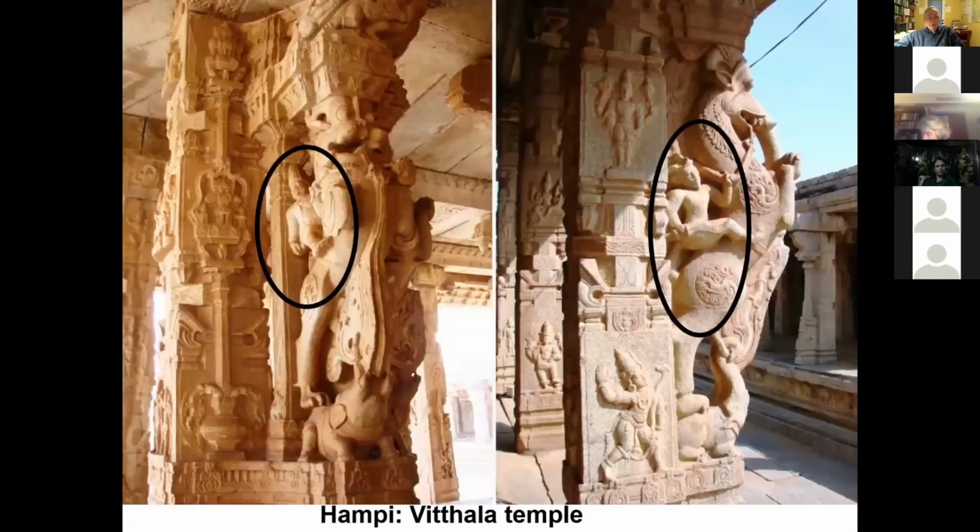And of course, Turkish soldiers were, as we all know, assimilated into the armies of Vijayanagara, and not surprisingly, figures that appear to be Turkish soldiers appear on temples in metropolitan Bijapur, in Vijayanagara.